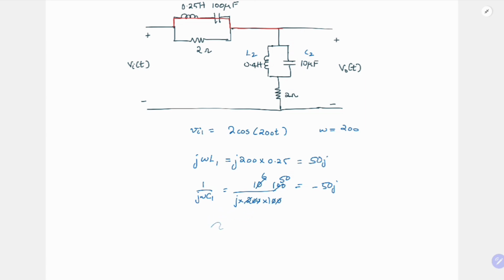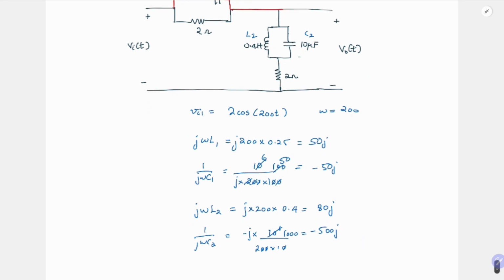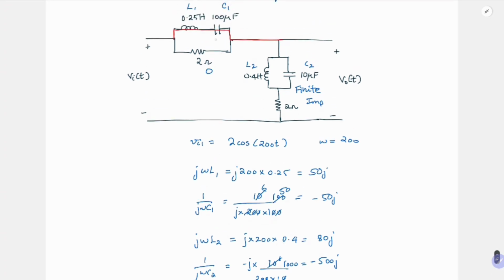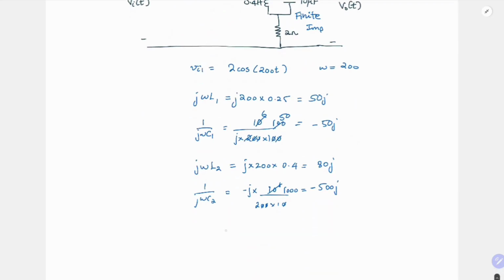So j omega L2 is j into 200 into 0.4, which is 80j, right? And 1 by j omega C2 is minus j into 10 power 6 by 200 into 10, so this is 3000, and we'll get minus 500j. So if you see, they are not going to cancel. So this is some finite impedance, and here it is zero impedance. When there is a zero impedance in parallel with any finite impedance, it is still effectively zero. So your V01 of t is equal to Vi1 of t, which is equal to 2 cos 200t.